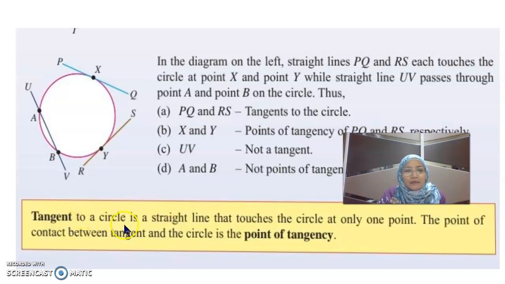A tangent to a circle is a straight line that touches the circle at only one point. The point of contact between the tangent and the circle is the point of tangency.